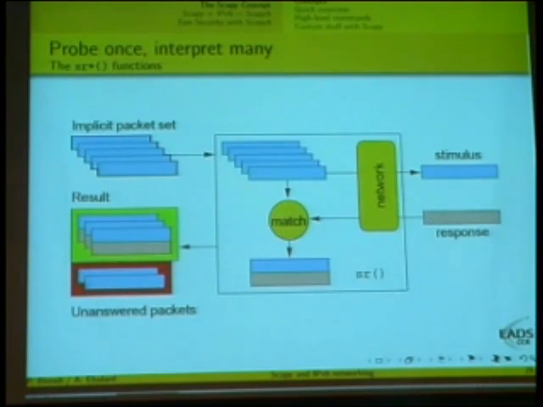So this is a figure of how it works. You build an implicit packet that's worth many packets. For example, for a scan, you give it the function that will make a list of it, send all the stimuli, get some responses. It will match the responses received with the stimuli you sent. And when you find a match, you make a couple, and at the end it returns you a list of couples, stimulus, response. And then it returns you a list of unanswered packets.